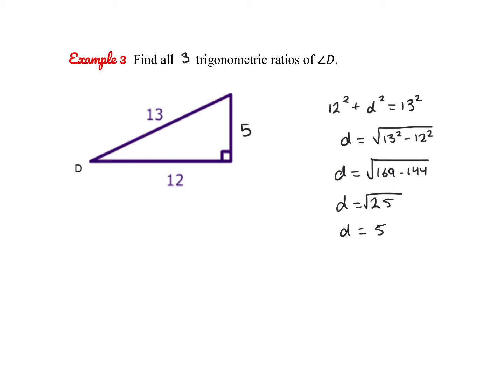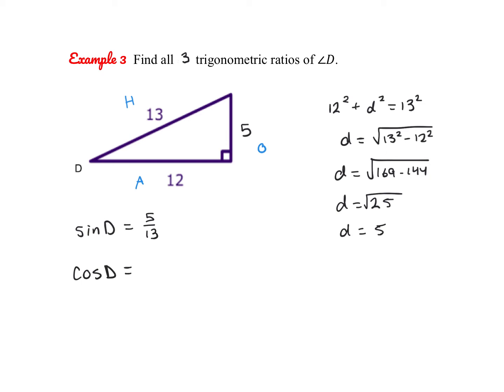Okay, so now that we know our missing side, we can find our three trig ratios of angle D. Let's start with sine of angle D. Remember, sine is opposite over hypotenuse. This is our opposite, this is our hypotenuse, and this is our adjacent. So the sine of angle D is 5 over 13.